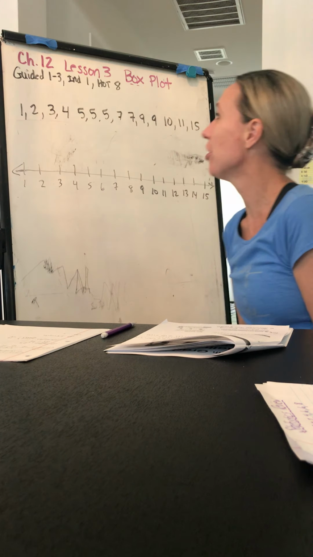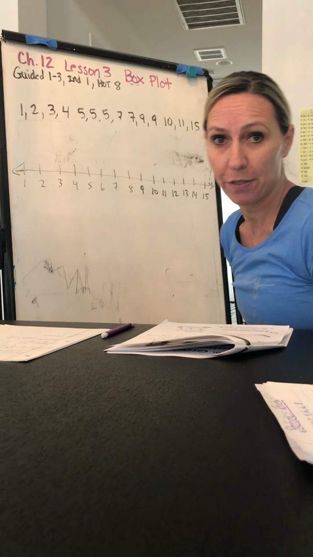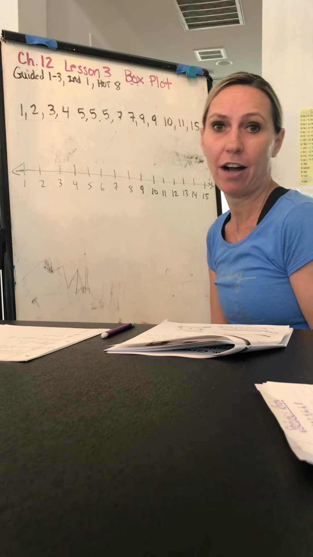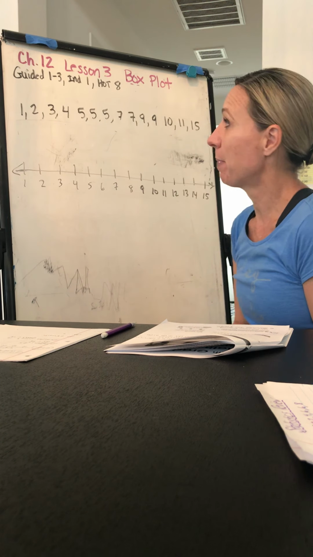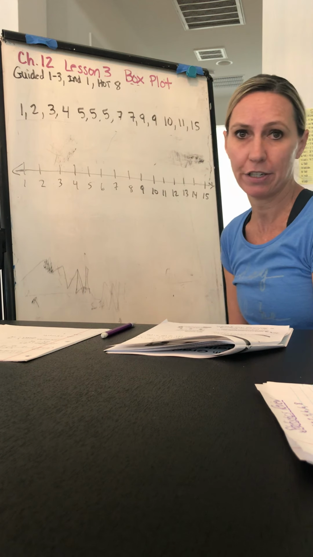Hi, it's Bentley's mom. We're going to do the homework, chapter 12, lesson 3 for the box and whiskers plot. And we're going to do guided 1 through 3, independent 1, and hot 8. In general, in your packets, if you do the guided, a couple from independent and 1 from hot, you're in a really good spot.